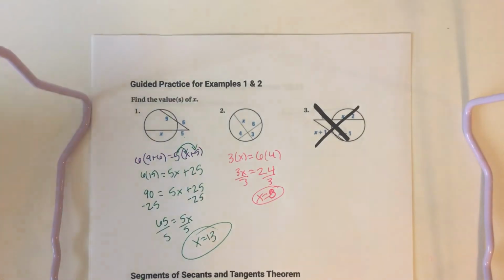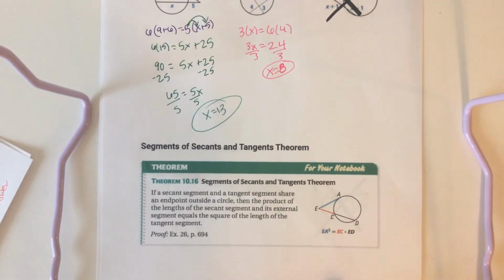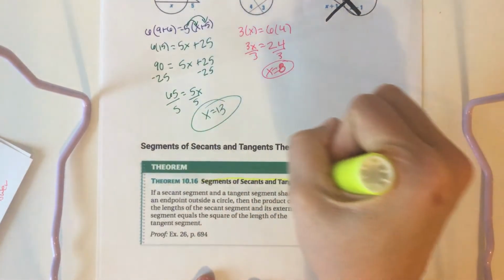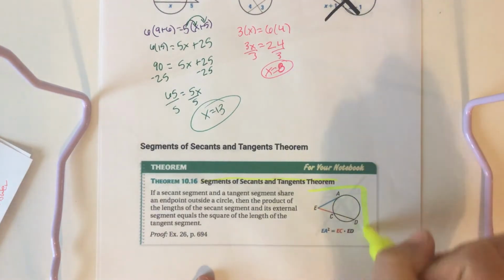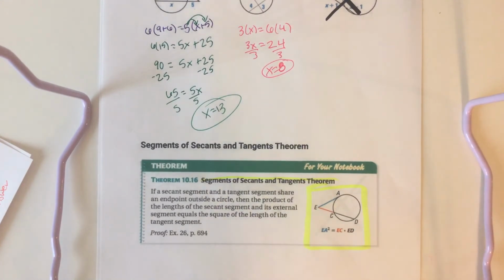So then moving on to our last theorem for this section, segments of secants and tangents theorem. Again, lots of words. If a secant segment and a tangent segment share an endpoint outside a circle, then the product of the lengths of the secant segment and its external segment equals the square of the lengths of the tangent segment. Lots of words, very easy to get confused. I would make sure you have the name. Do your best to draw the picture and make sure you get that equation written down.